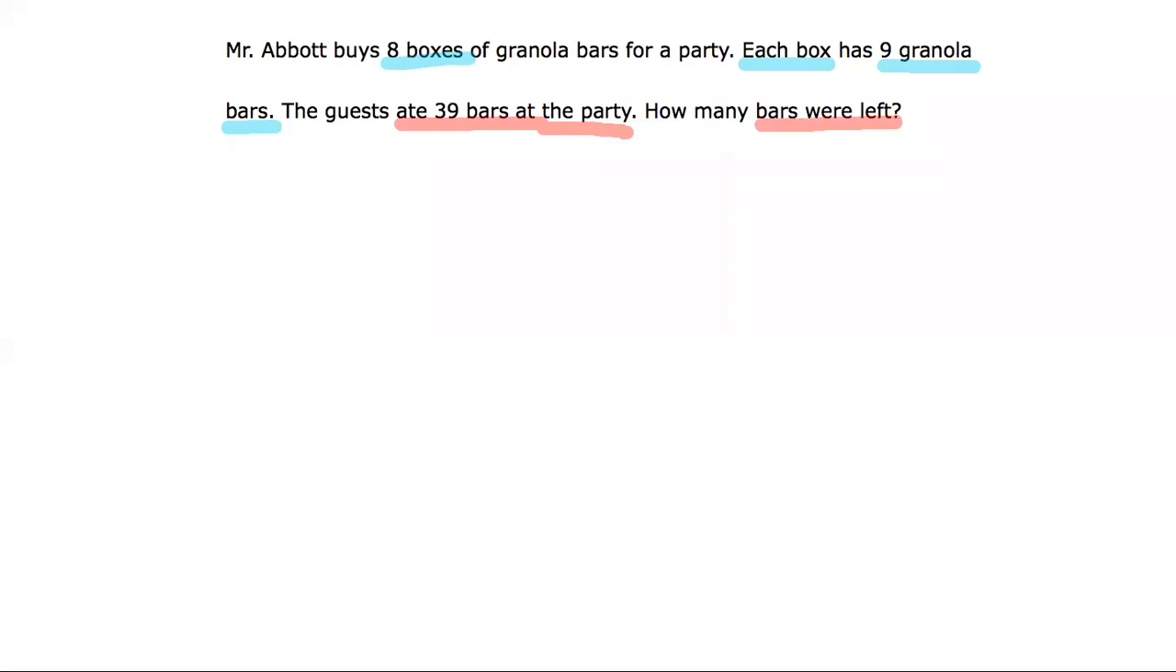So let me think again about my steps. And the first step, I think I need to figure out how many bars were there at the beginning of the party. So how many bars are there before the party? I see there are 8 boxes. Each box has 9 granola bars. So this makes me think about groups. 8 groups with 9 granola bars in each group. When I'm thinking about groups, I'm thinking about multiplication.